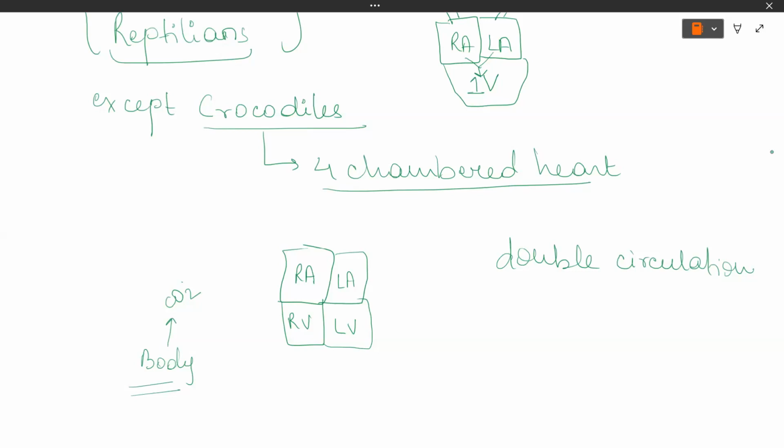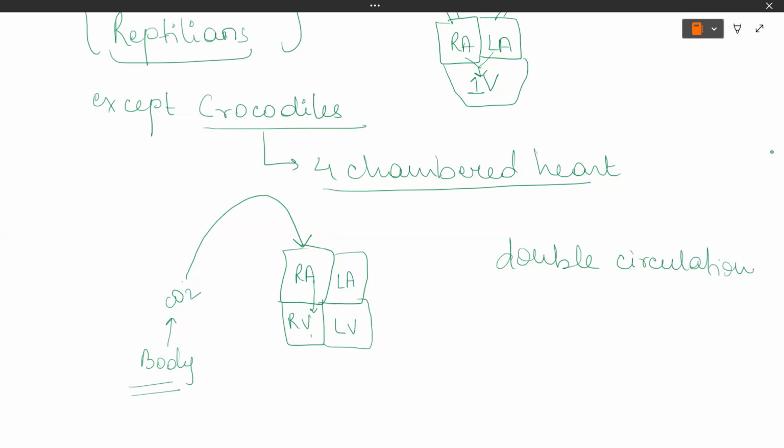If the blood collects the carbon dioxide, it means that blood is deoxygenated, isn't it? It is dirty blood, or you can say impure blood. Yes, very good. Now, this dirty blood or impure blood is carried to the right auricle. Now, from the right auricle, it goes into the right ventricle. Is it clear? Yes, ma'am.